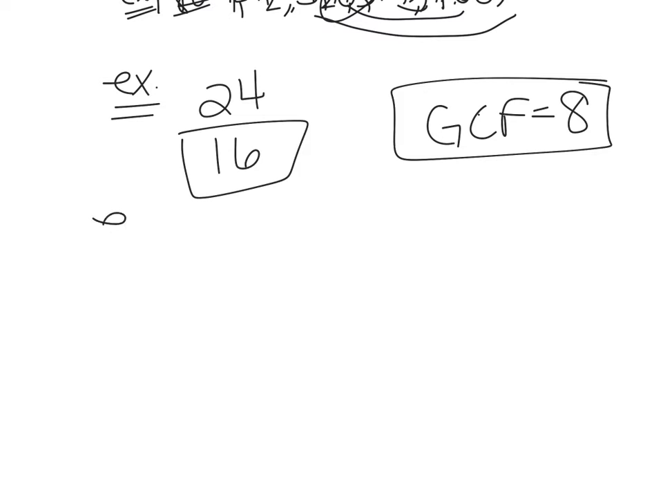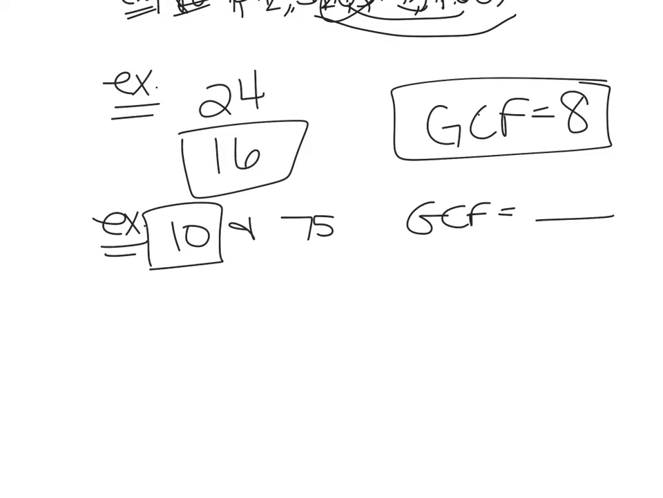battle. So now I want you to pause this video and try 10 and 75. I want to know what the GCF is. Pause this video when you think you have the answer. Unpause this video. All right, 10 is my smaller number. You always start with your smaller number. What's the biggest number that goes into 10? 10. All right, can 10 go into 75? No. Okay, what's the next biggest number that can go into 10? 5. Well, can 5 go into 75? Sure enough. So my GCF is 5.